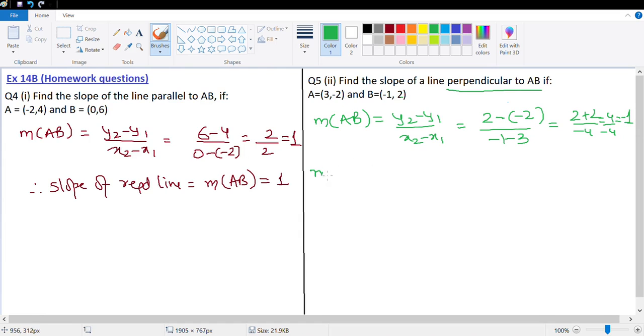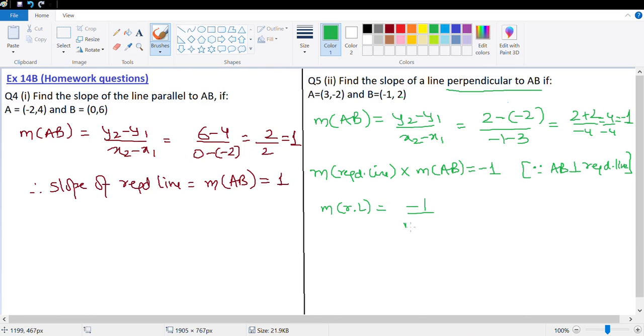Now slope of required line multiplied with slope of AB would be equal to negative 1, since AB is perpendicular to the required line. So slope of the required line will be equal to negative 1 upon slope of AB, which is negative 1 upon negative 1, which is equal to 1. Therefore, slope of required line is equal to 1. Good. Let's look at the next homework question. The next homework question was question number 9.